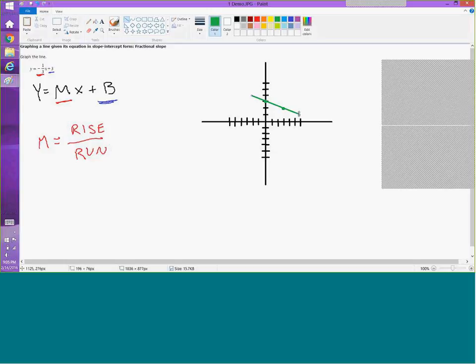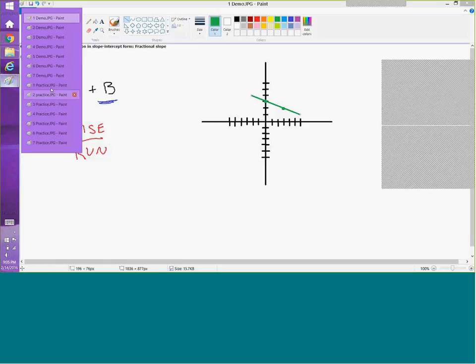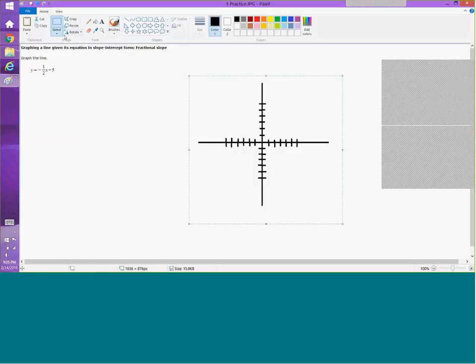All right, so let's go ahead and pull up the first practice problem, and you guys can do something very much like this. We're going to be graphing a line. We're given the equation y equals negative 1/2 x plus 5. You're going to find your y-intercept, and then find your slope, and plot your 2 points, and draw a line.